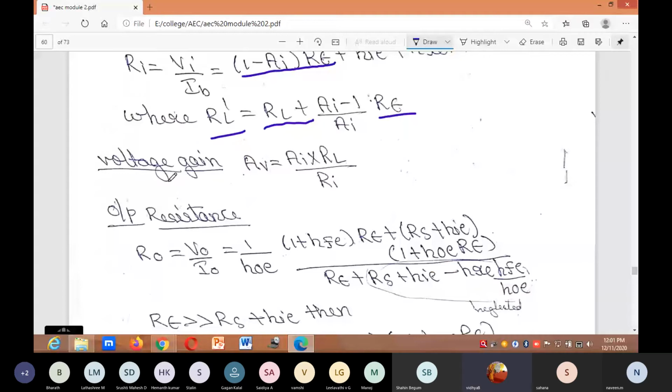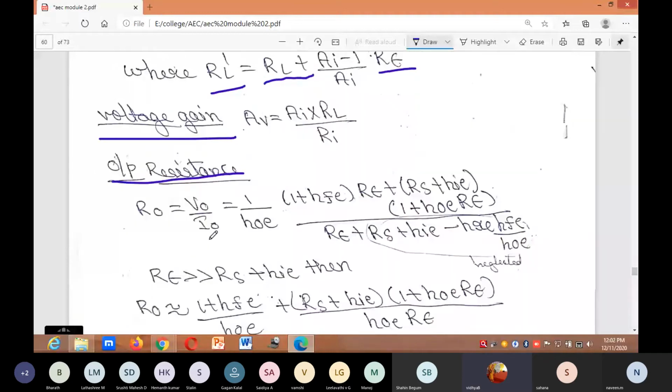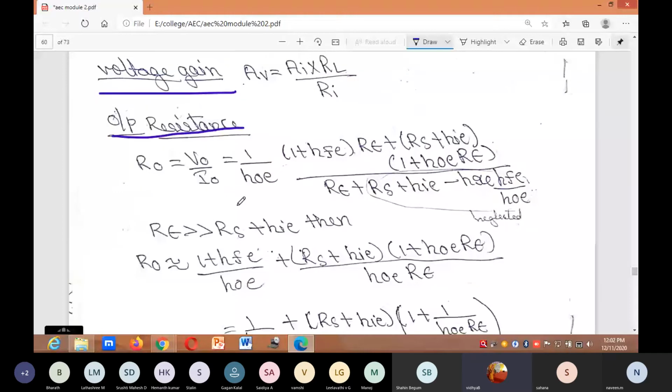Voltage gain AV is equal to AI into RL divided by Ri. Output resistance R naught is equal to V naught divided by I naught, which is 1 divided by HOE, times [1 plus HFE into RE plus RS plus HIE into 1 plus HOE into RE, divided by RE plus RS plus HIE minus HRE HFE divided by HOE]. These are the standard formulas you need to remember.